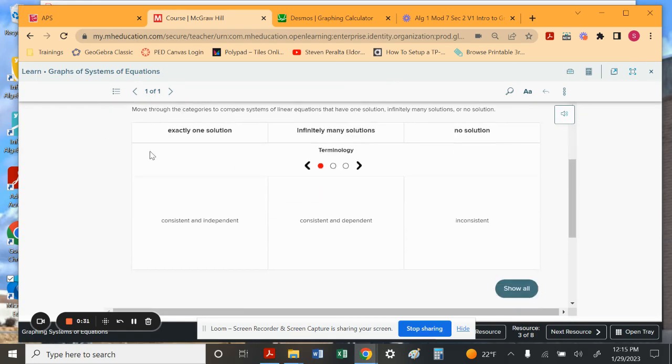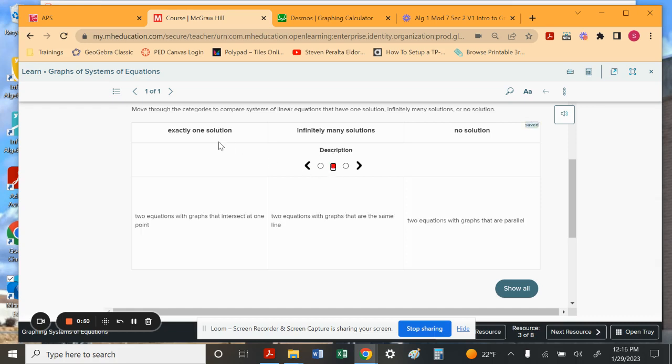Notice, as I mentioned before, if we have exactly one solution, those are consistent and independent. Consistent means it has at least one. Independent means it only has one. Infinitely many means that it's consistent and dependent. And if it's no solution, which are parallel lines, it's inconsistent.